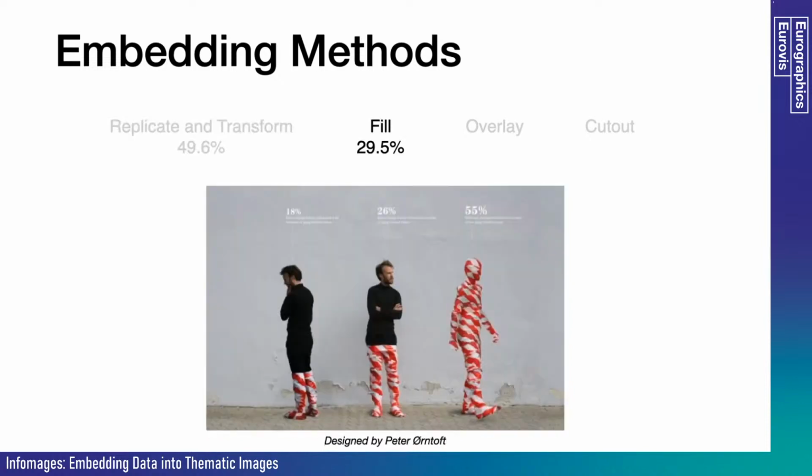Next, we have the fill method, which was employed in 29.5% of our set of graphics. Here, objects are filled to represent data values. In this case, the men in the image were filled with a texture to different levels to represent data values.